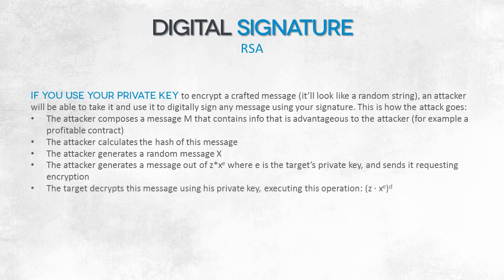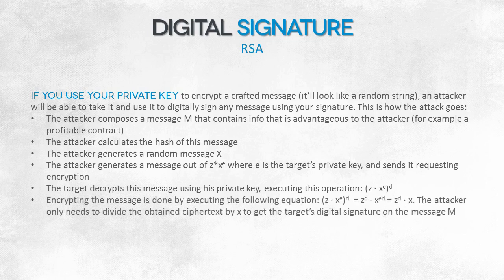Once you have received this message, you encrypt it using your private key. To do this, you perform the following operation. If you take a look at the encryption process and decompose it into factors, this operation is Z to the power of D times X. The attacker needs only to divide the value that you have encrypted by X, the random message that the attacker knows since they generated it. In this way, the attacker obtains the victim's signature under the message M. A practical piece of advice: don't encrypt anything that is sent to you using your private key.